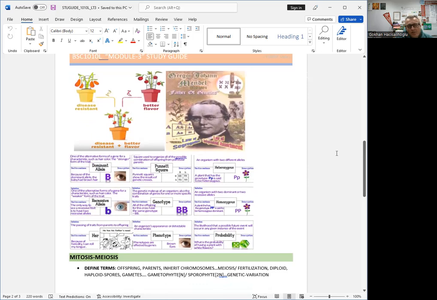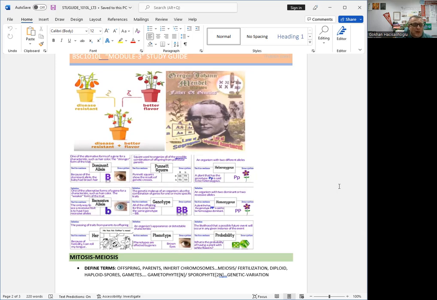Today many scientists do crossings to find better flavors of apples or disease-resistant tomatoes, and many other areas. Make sure you know that phenotype equals genotype times environment. Phenotype can be wild type or mutant. Genotype can be homozygous or heterozygous.